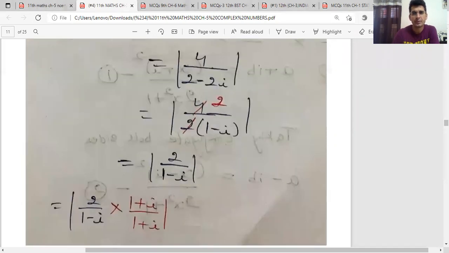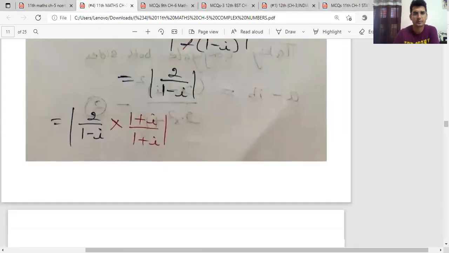Then from denominator, 2 minus 2 iota, we can take 2 as a common term. We are left with 1 minus iota. Now 2 ones are 2, 2 twos are 4. We are left with 2 upon 1 minus iota. So if we rationalize 1 minus iota, what we will have into 1 plus iota, 1 plus iota. Why we rationalize it? I have told you earlier also, because iota is an irrational number.